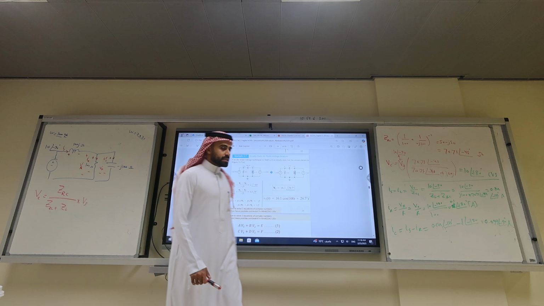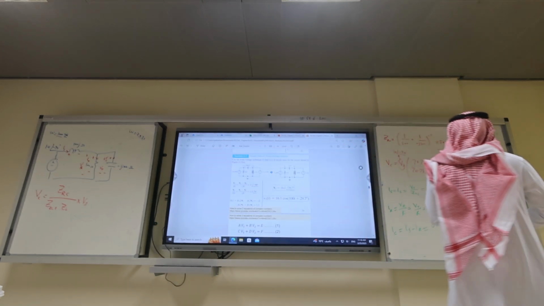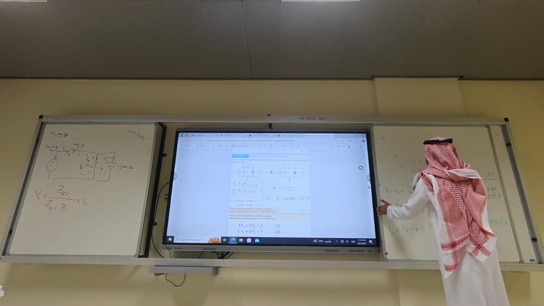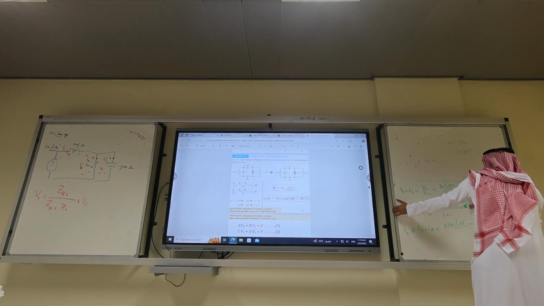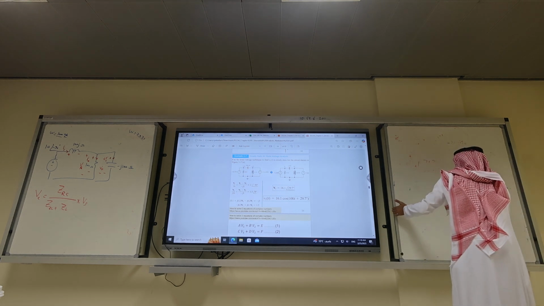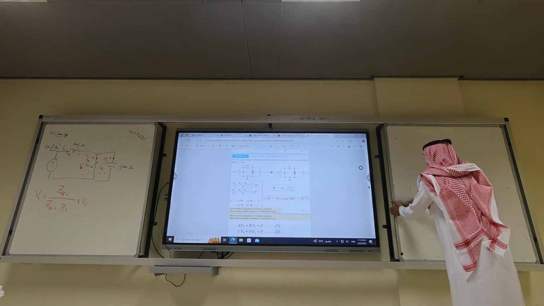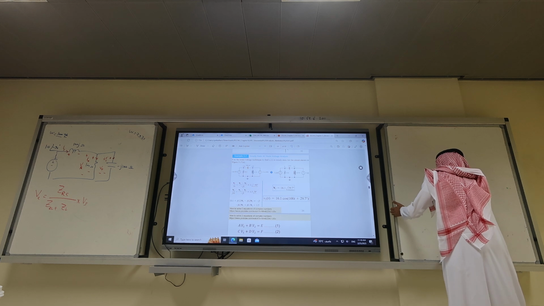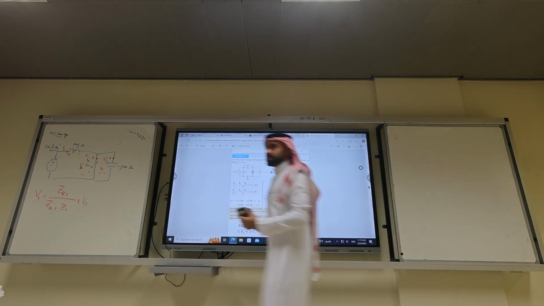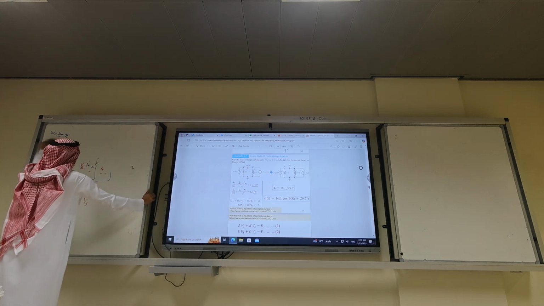Node voltage analysis for complex numbers. This one is a bit challenging because the calculator cannot solve a system of complex variables. Okay? We're gonna use Cramer's rule, because the calculator cannot solve complex numbers in the system.